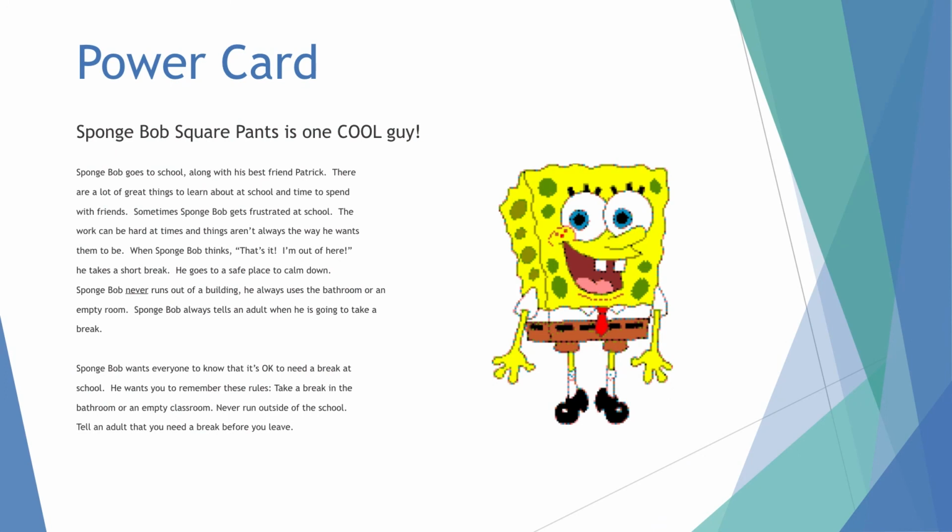The actual power card could be just on a simple index card, size card, with a picture of SpongeBob. And it can say just this: SpongeBob wants everyone to know that it's okay to take a break at school. He wants you to remember these rules. 1, take a break in the bathroom or an empty room. 2, never run outside of the classroom. And 3, tell an adult that you need a break before you leave. And so this is a really great way.